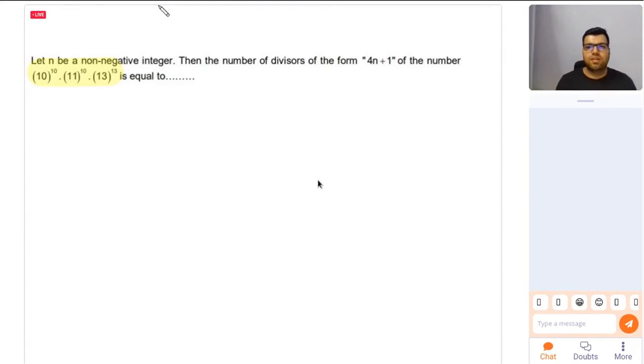So see, 11 and 13 are already prime. 10 we have to break into 2 and 5. So this becomes 2 raised to power 10 into 5 raised to power 10 into 11 raised to power 10 into 13 raised to power 13. Now we have to find the number of such divisors which are of 4n plus 1 form.